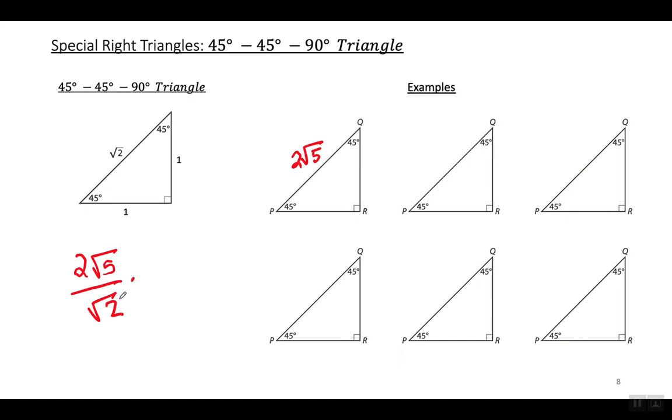So to get rid of that radical sign in the denominator, I have to multiply the numerator and the denominator by square root of 2. That way on the bottom, I'll end up getting 2, because square root of 2 times square root of 2 equals square root of 4, which equals 2.